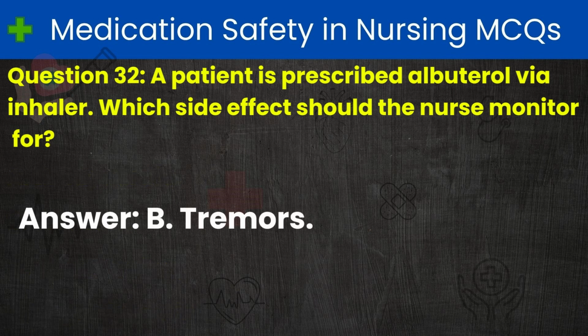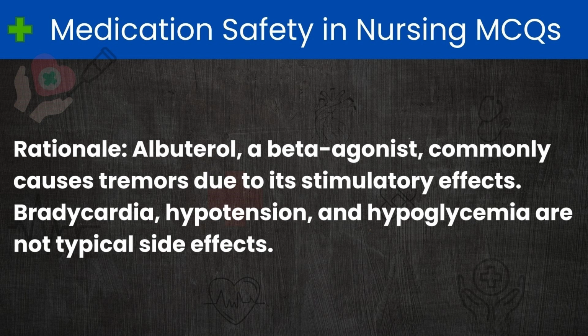Answer B. Tremors. Rationale. Albuterol, a beta agonist, commonly causes tremors due to its stimulatory effects. Bradycardia, hypotension, and hypoglycemia are not typical side effects.